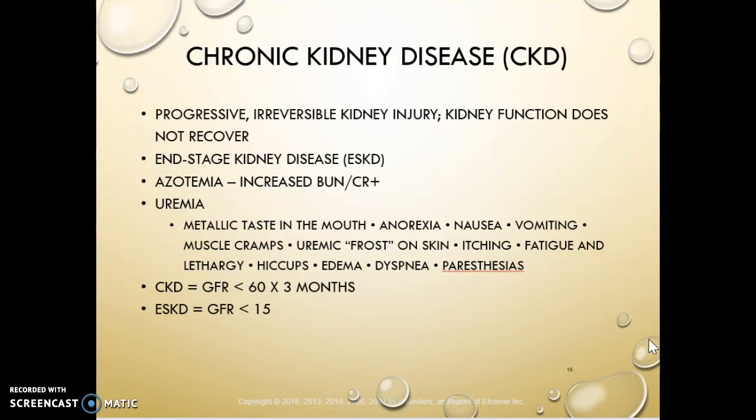And these are just some of the symptoms that you will see with that. They may have a metallic taste in their mouth, they may have stomatitis, nausea and vomiting, muscle cramps, and a condition called uremic frost that I'm going to show you some pictures of. In their skin, they may have severe itching because of this buildup in their bloodstream and skin, edema, dyspnea, and then you can see the breakdown between chronic kidney disease and end stage in terms of the filtration rate.